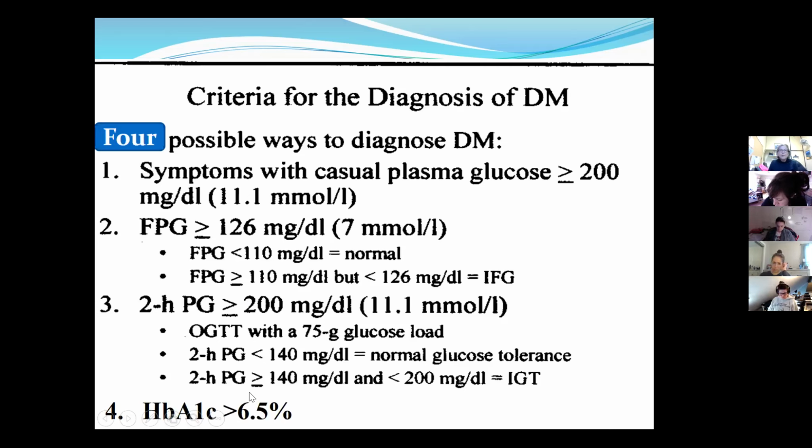But there's this middle category again, just like with the fasting plasma. If it's greater than or equal to 140, but less than that 200, which is diagnostic for diabetes, then what's called impaired glucose tolerance.